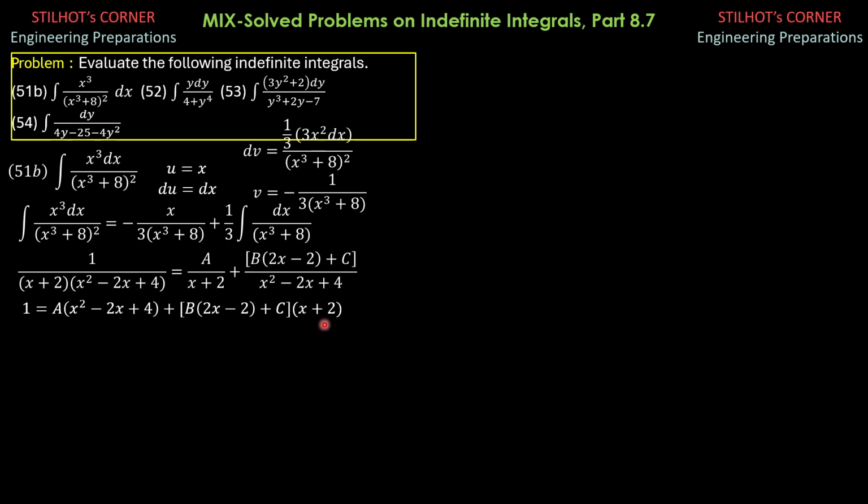We set x equals negative 2 to evaluate A. So that would be 1 equals A times 2 minus 2 times negative 2, so plus A times quantity negative 2 squared, so 4 minus 2 times negative 2, another 4 plus 4, so that would be A times 12. So that means A is 1/12.